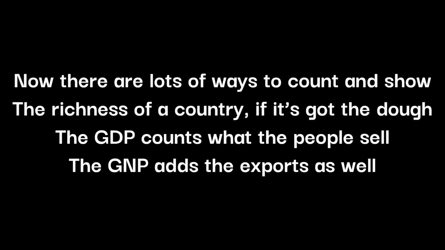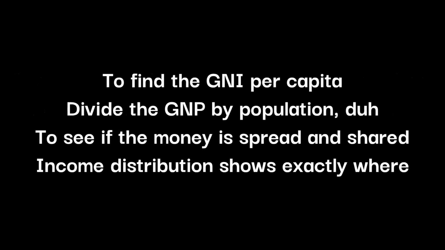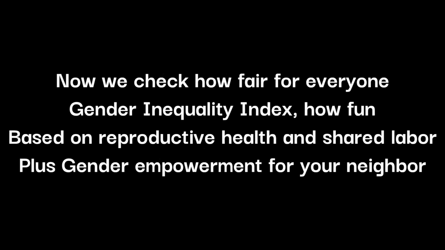Now there are lots of ways to count and show the richest of a country if it's got the dough. The GDP counts what the people sell, the GNP adds the exports as well. Define the GNI per capita, divide the GNP by population, to see if the money is spread and shared. Income distribution shows exactly where. Now we check out fair for everyone. Gender inequality index, how fun, based on reproductive health and shared labor, plus gender empowerment for your neighbor.